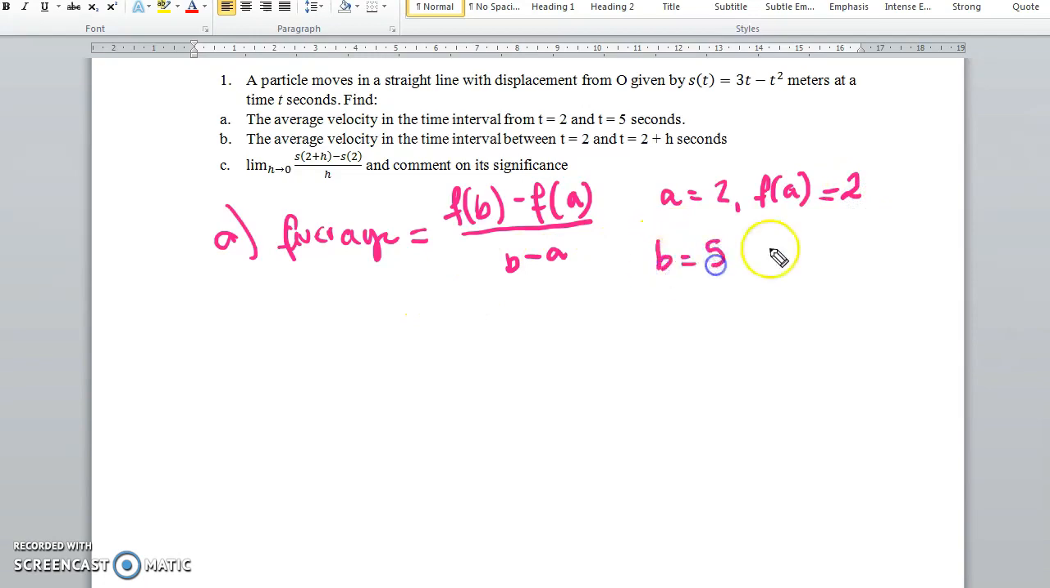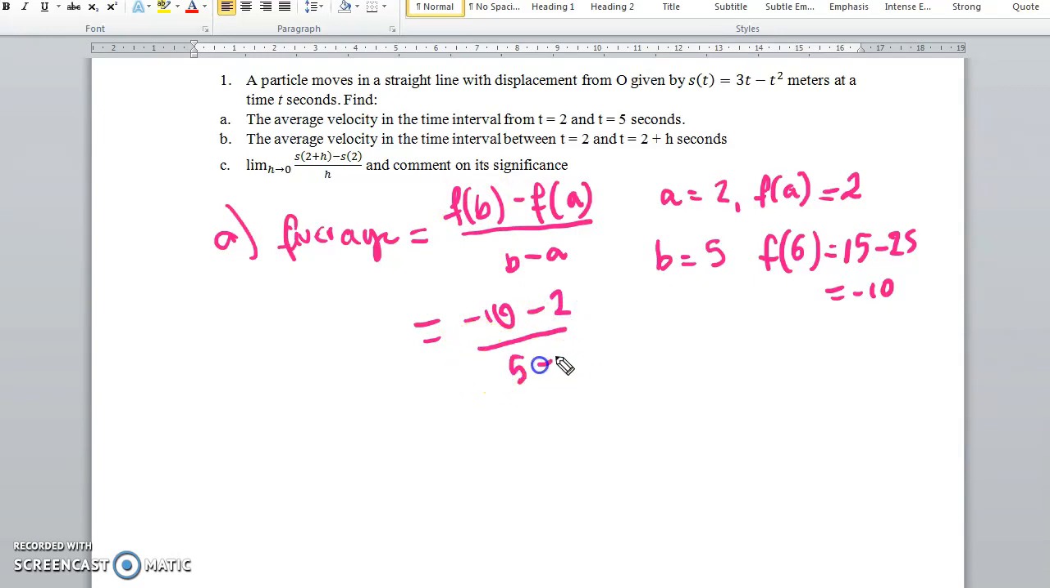Okay, b is equal to 5. So f of b is going to be 3 times 5, which is 15, minus 5 squared, which is 25, so that's negative 10. So for our average velocity, f of b is negative 10, f of a is 2, over b, which is 5, minus a, which is 2. So we have negative 12 over 3, which gives us negative 4, and our units are meters per second. So we're moving at an average velocity of negative 4 meters per second.